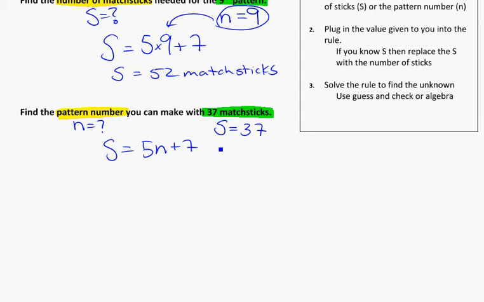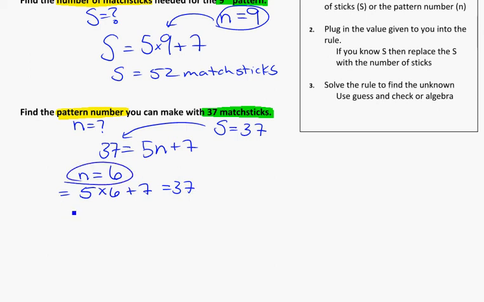5n plus 7. I know that S is 37, so I'm going to replace the S with a 37, substitute that in. And now I can take a guess and check. I know that I need 37, so what times 5 plus 7 will get me to 37? Well, I know that 5 times 7 is 35, but if I add 7 to that, it's going to be way too big. So what if I try one less? What if I try n is equal to 6? So we'll try it. 5 times 6 plus 7. So 5 times 6 is 30, plus 7 gets me 37. So I know my answer here is the sixth pattern.